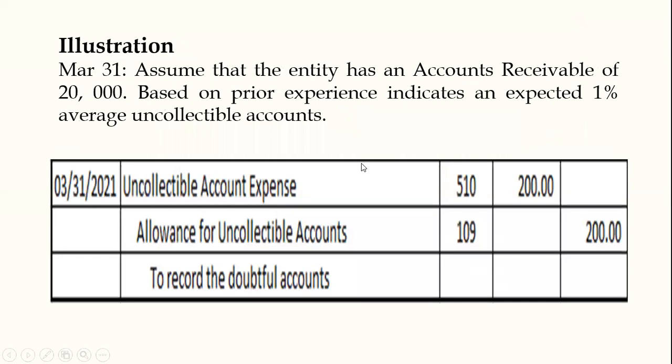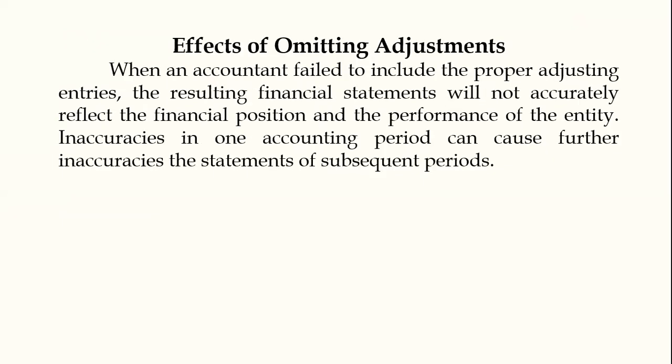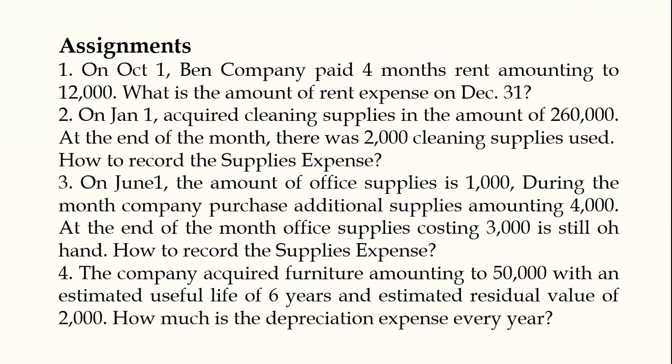How is that done? Let's say for example, what we recorded here, uncollectible accounts expense. We will just copy this to the general ledger. And then, once we have copied it to the general ledger, we will now create the adjusted trial balance. Because the adjusted trial balance will be the basis for preparation of financial statements. That is what will allow us to prepare financial statements, and you will do that next school year.